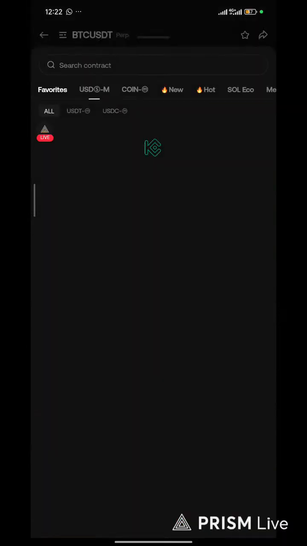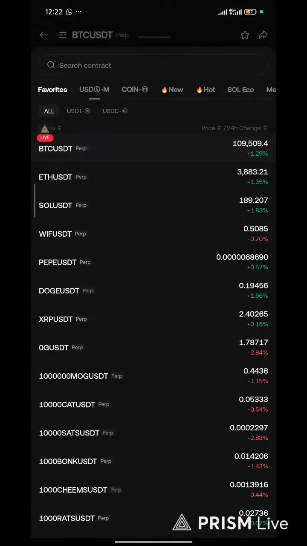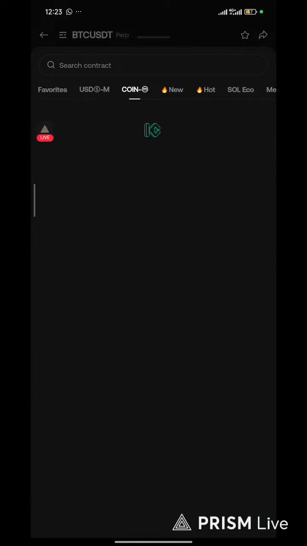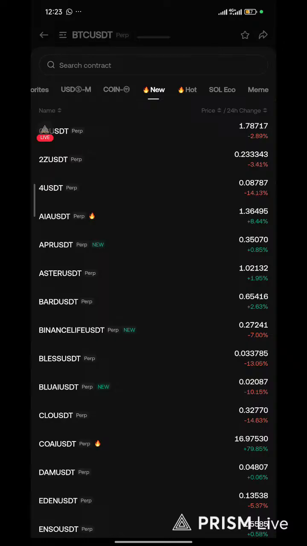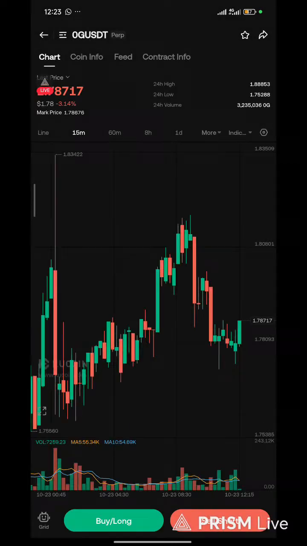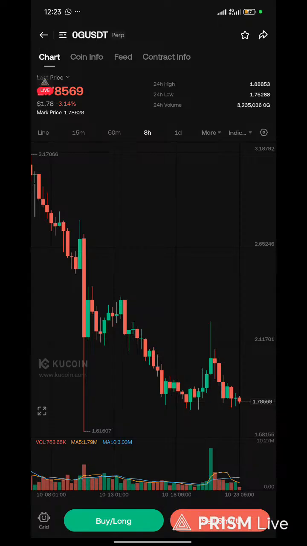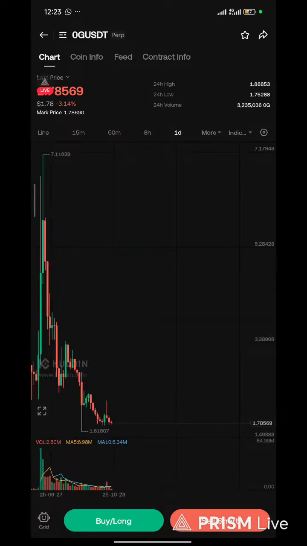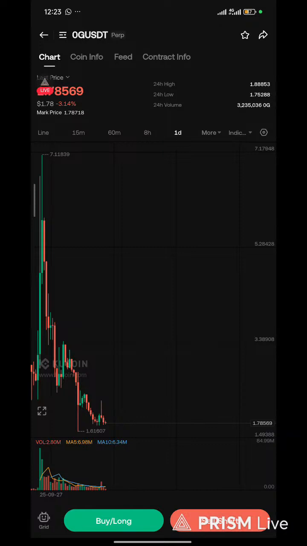Not only BTC, we have a lot of tokens. We have new tokens, we have coins, CoinMarketCap, we have news, that is new launch tokens from different exchanges or new launch tokens that are being listed on the KuCoin exchange. So you can see OGUSD Perpetual just listed. Have you seen? These are the new ones. They are new, that is why their charts don't have much history.